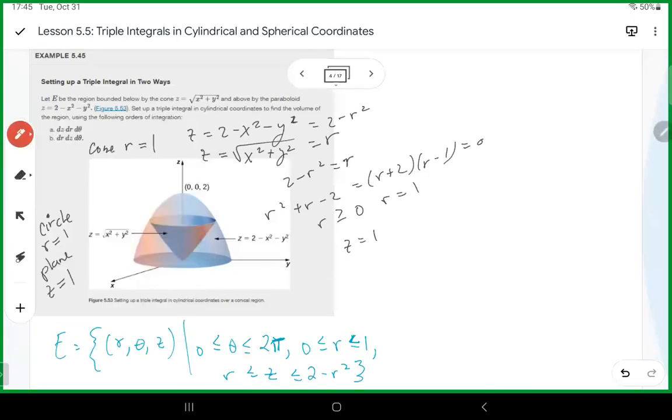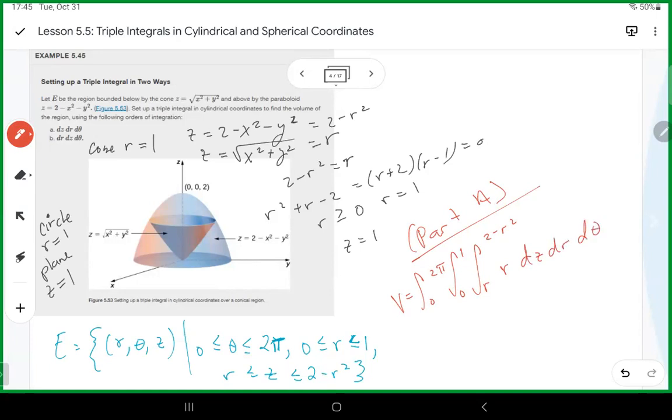And then once you do all that, you can actually do part A, which is going to be the volume: 0 to 2 pi, 0 to 1, r to 2 minus r squared, r dz, dr, d theta. And again, that's all you have to do. You just needed to find the volume.